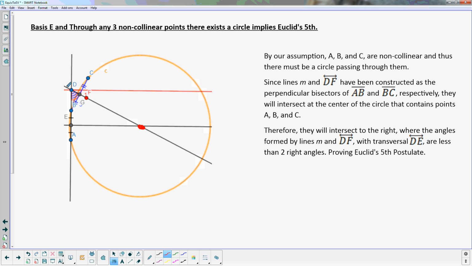If we were to suppose that they were to intersect on the other side, then they wouldn't be the center of this circle, as the center of the circle is not going to be outside of the circle. So they're intersecting on the side where the right angle and angle 3 were less than two right angles. And that proves Euclid's fifth postulate.